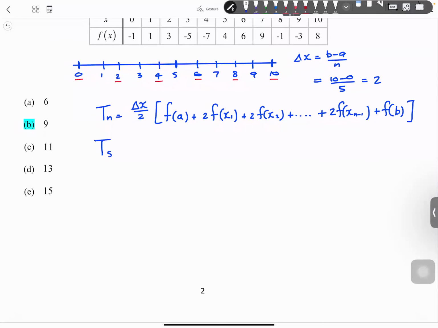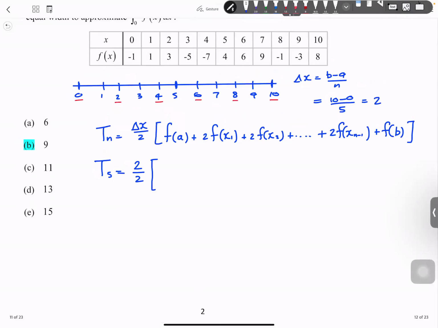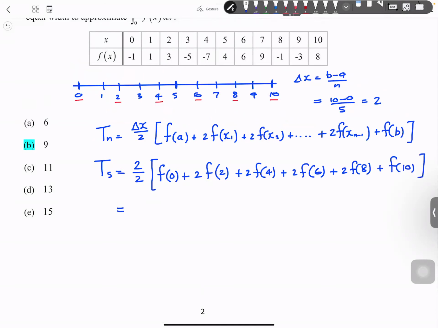So T sub 5 is going to be equal to delta x over 2. So that's going to be 2 over 2. All right, and it's going to be my function evaluated at the very left-hand endpoint. So it's going to be f of 0 plus 2 times f of 2 plus 2 times f of 4 plus 2 times f of 6 plus 2 times f of 8 plus f of 10. All right, so this is 1 times. All right, what are those values?